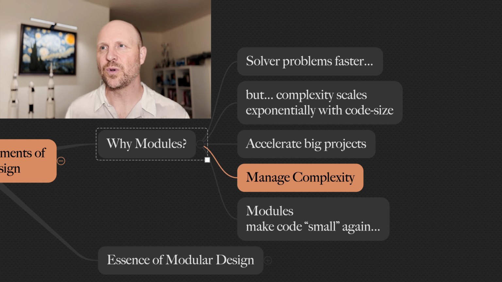Because essentially what modules let us do is they let us make our code small again. It allows us to take a big project with 100,000 lines of code and shrink it back down to a 10,000 line of code project. So now, given that context, let's take a look at how we make good modules.